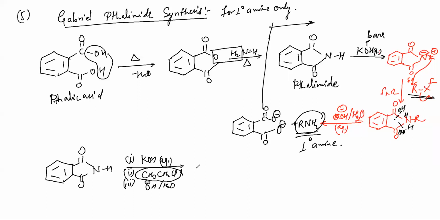RX is there, sir. RX is CH3, CH2, Cl this time, isn't it? Yes. RX means alkyl halide. So the product will be CH3, CH2, NH2 plus O minus here, like this. Please note this.